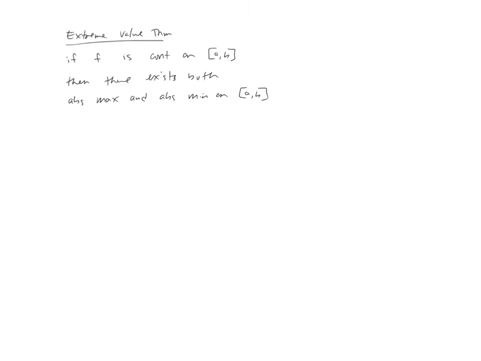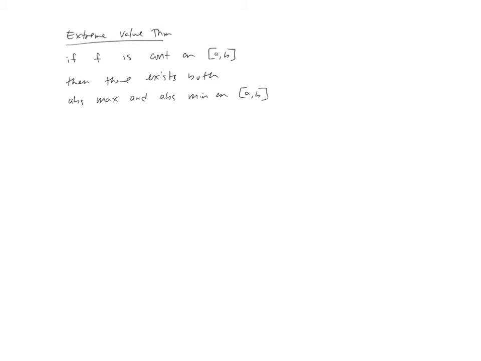Okay, so moving on then to the extreme value theorem. The theorem reads, if f is continuous on the closed interval [a, b], then there exists both an absolute max and an absolute min on that closed interval. That's where we're very, very clear in specifying we're on a closed interval. If f is continuous on a closed interval, we're guaranteed both at least one absolute max and at least one absolute min on that closed interval.